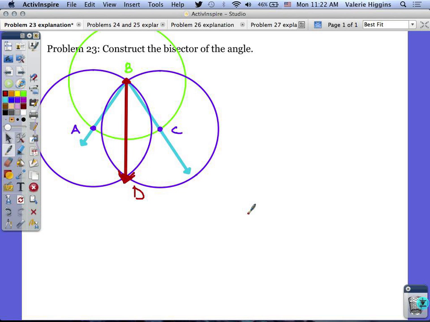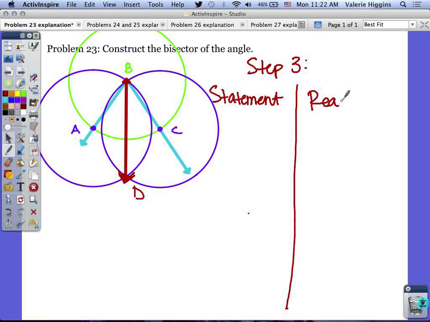So we're going to set this up like this. So here's our step 3. We're going to have a statement and a reason. All right? Every statement that you make in step 3 needs to have a reason to back it up. Okay? So this is the same stuff that we've been doing. Just now I'm going to kind of break it up. Your reasoning should all come from your notebook with these definitions and axioms.